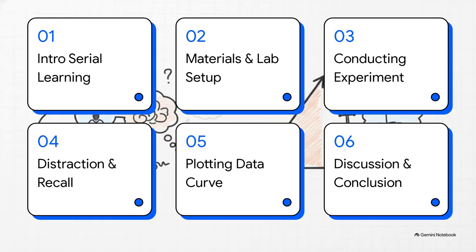Here's our game plan for today's explainer. 1. Intro to serial learning. 2. Materials and lab setup. 3. Conducting the memory experiment. 4. Distraction and free recall. 5. Plotting the data curve. And finally, 6. Discussion and final conclusion.